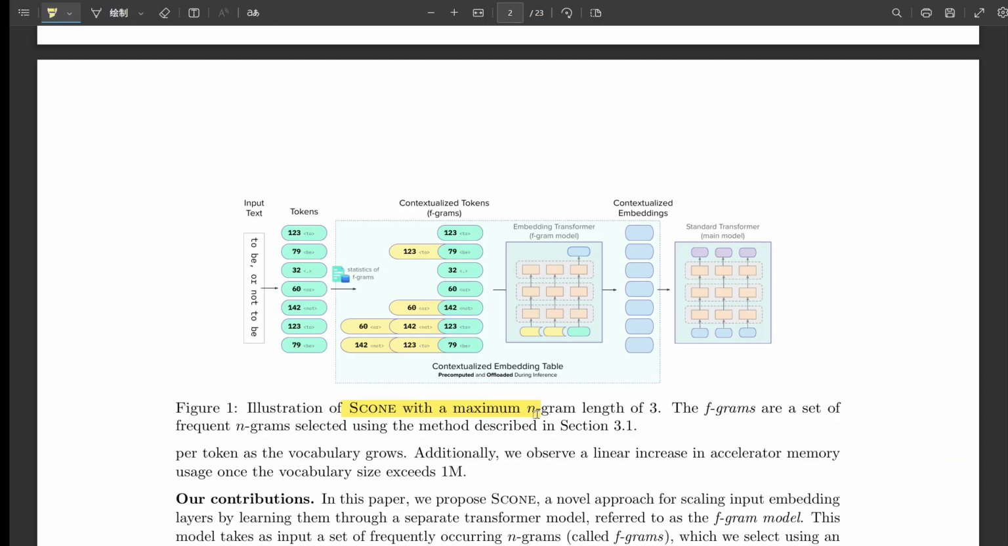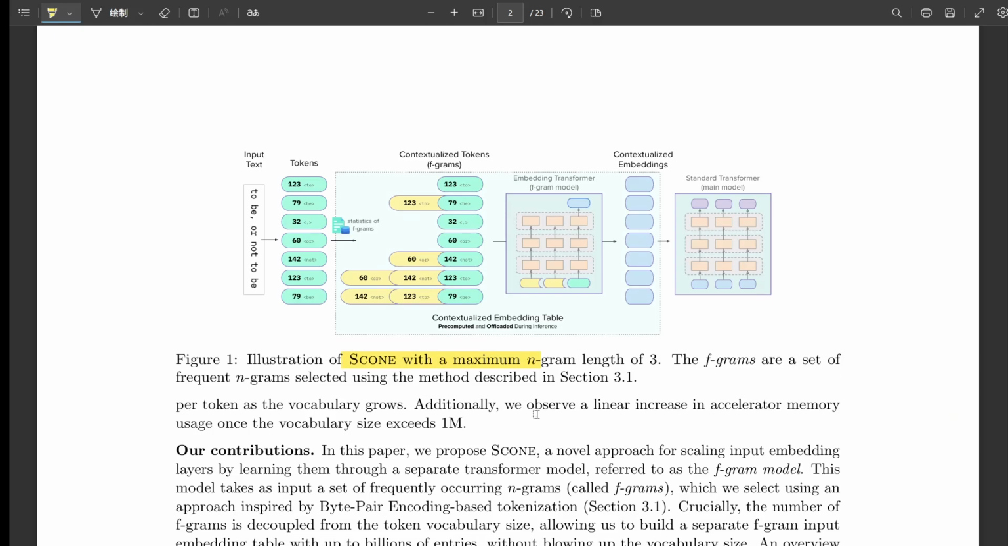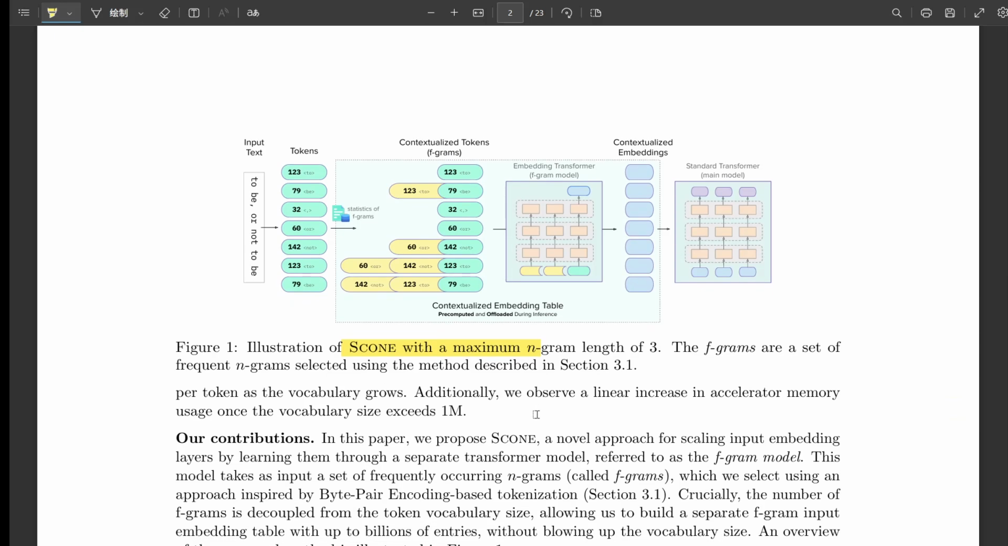And that's precisely where SCONE comes in with its technical contribution. The core idea isn't just adding more tokens to that main vocabulary. Instead, it augments the standard token embeddings with embeddings for frequent n-grams, sequences of words. They call them f-grams. Think like machine learning or natural language processing, these common phrases. And the first really key innovation, academically speaking, is that this set of f-grams is kept totally separate.